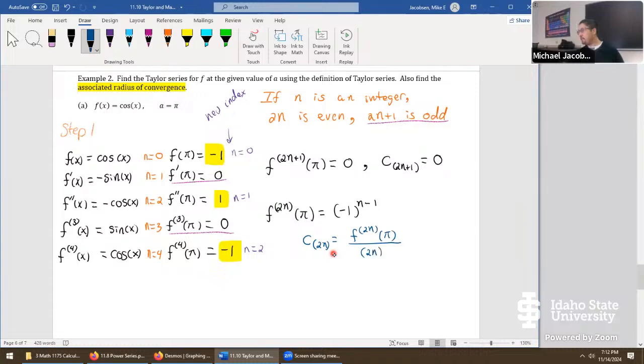divide by 2n factorial. One thing that's easy to kind of miss on these is, if you have a 2n here, it's going to give us a 2n in the factorial, and we're talking about the even order derivatives f at the 2n as well up here. But once we put all that together, this is all we're getting, just -1 power n minus 1 divided by 2n factorial. So that's our format for all of the coefficients in this Taylor series.